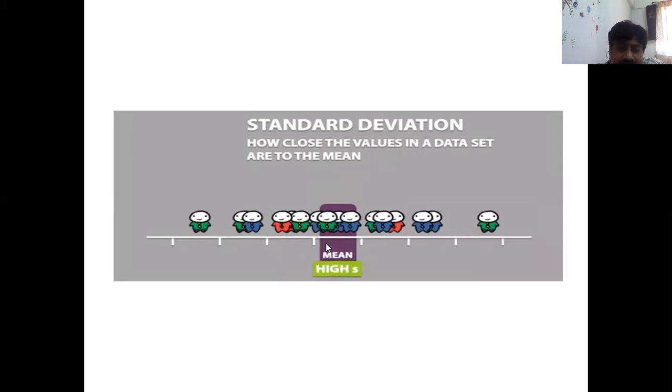Now the second case: suppose the standard deviation comes to some higher value. That means there are very few samples near the mean, and many of the samples are spread from the mean to the left as well as from the mean to the right. Okay.